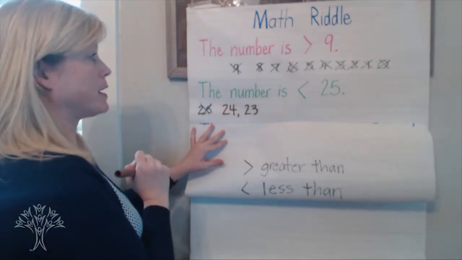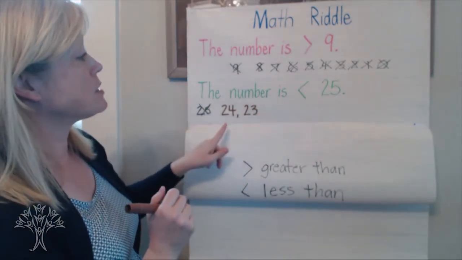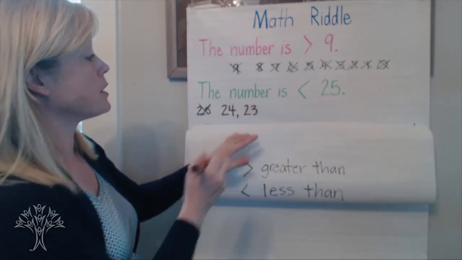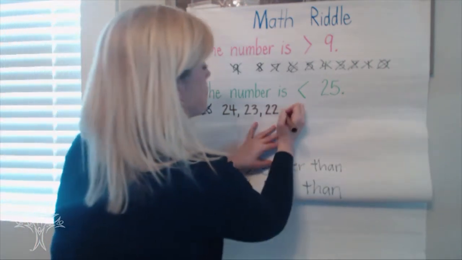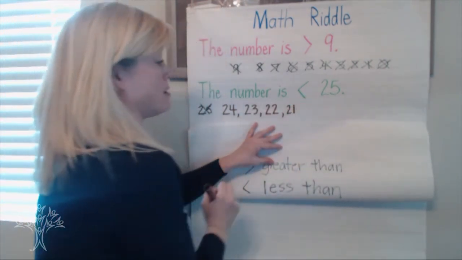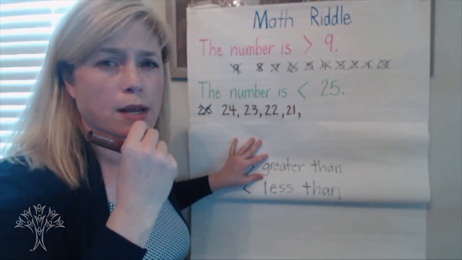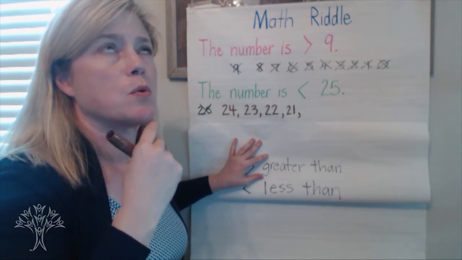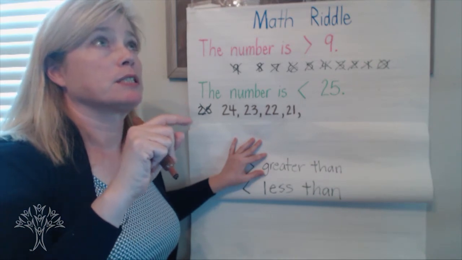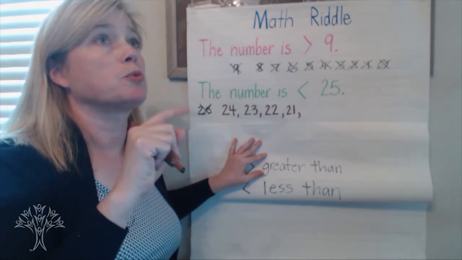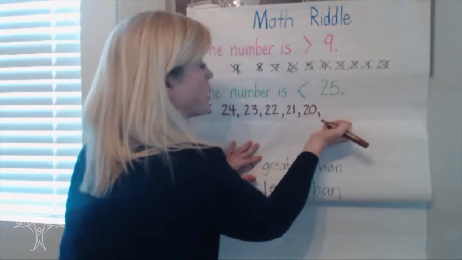23. So it can't be that, or it could be that, I guess, sorry, because it is less than 25. What's the number that comes before 23? 22. What comes before 22? 21. Before 21. What number comes before 21? Sometimes I have to count up. Like 15, 16, 17, 18, 19, 20, 21. So 20 comes before 21.